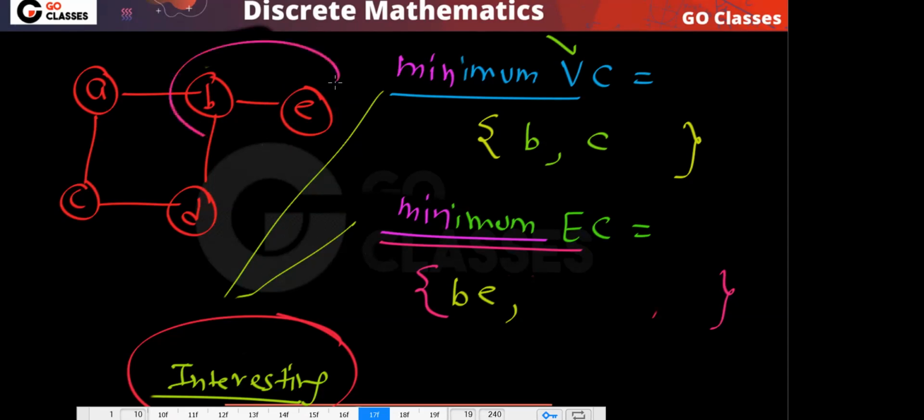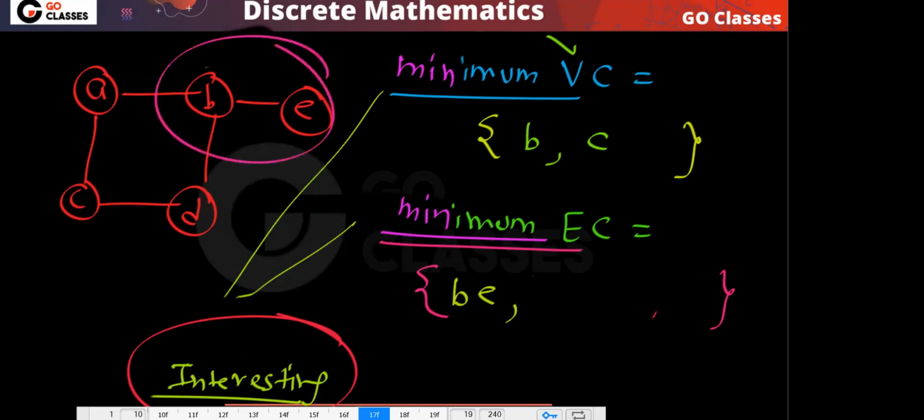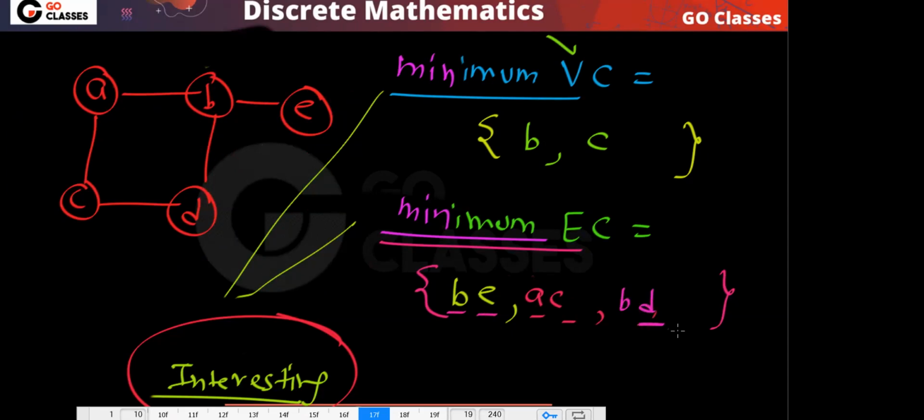So now these two vertices are covered. Now we have to cover these three vertices. B comma E, these two vertices we have covered. Now I can take A comma C. These two vertices are done, and one vertex is remaining. So now you can notice all the vertices are covered.